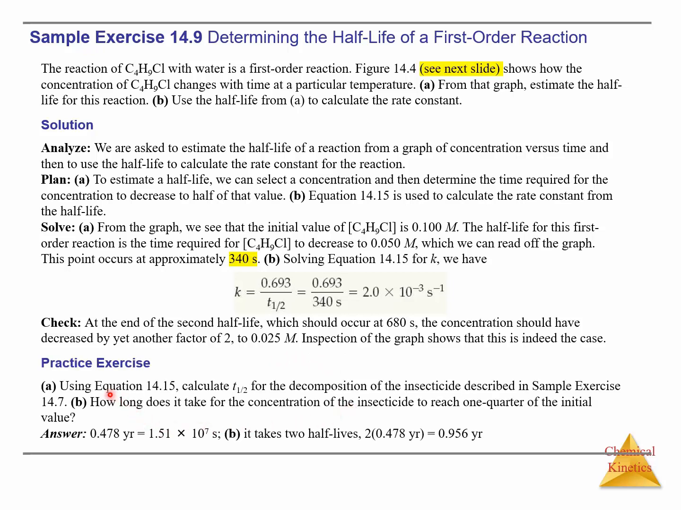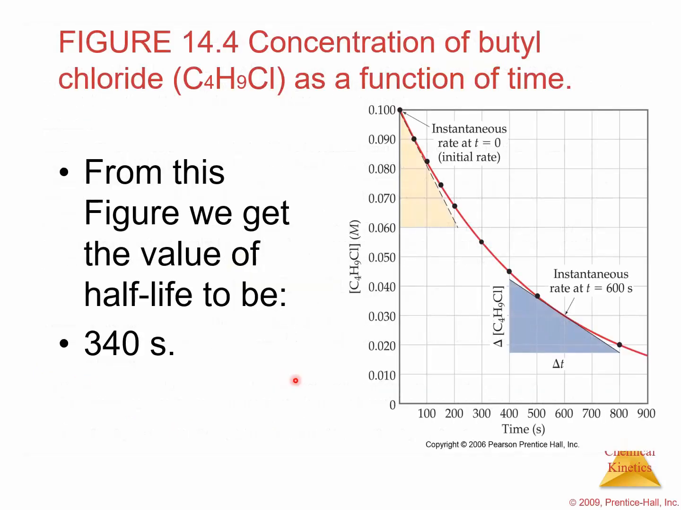You can also solve this practice exercise on the same plot. So this is the plot for that figure, concentration of butyl chloride as a function of time. From this figure, this is the initial concentration 0.1, and here we have the concentration at the first half-life. If you draw a line here and then a line here, then you will get this value, 340 seconds.